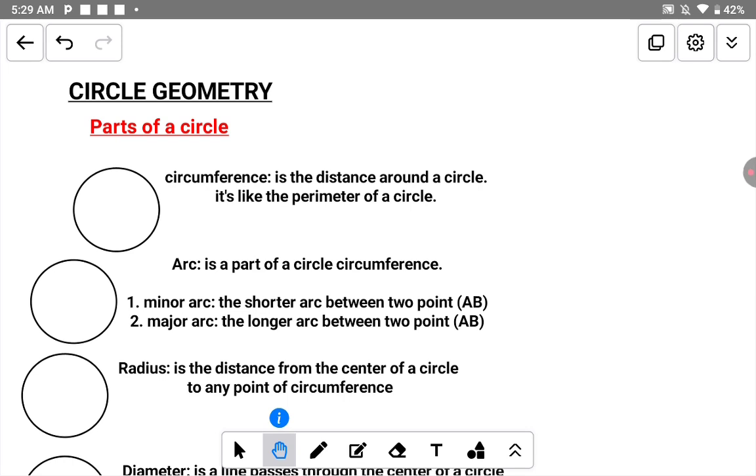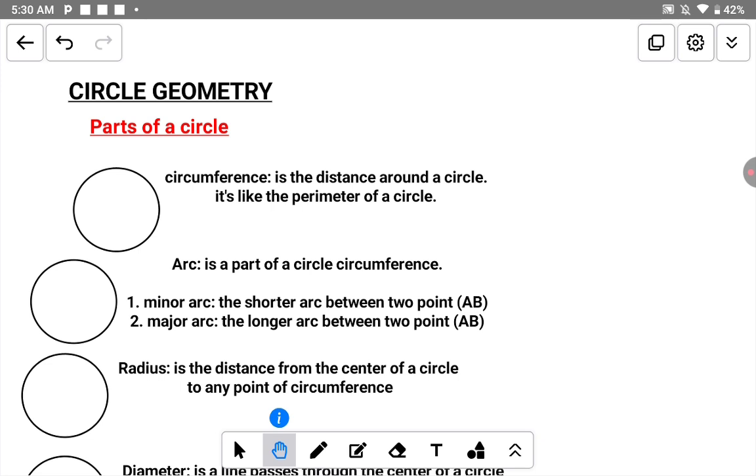In this class we're going to dive into circle geometry. This is a very important topic in mathematics that you should understand before you write any examination. So we are going to start the class. This is lesson one under circle geometry.